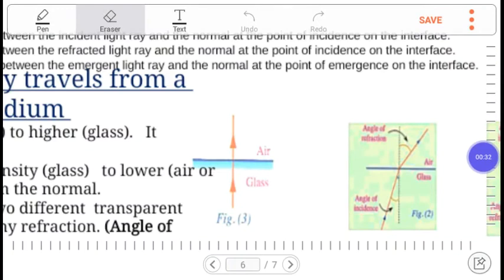Also we have the refracting ray and the normal line. So we have the angle of refraction. The angle of refraction is the angle between the refracting ray and the normal line.